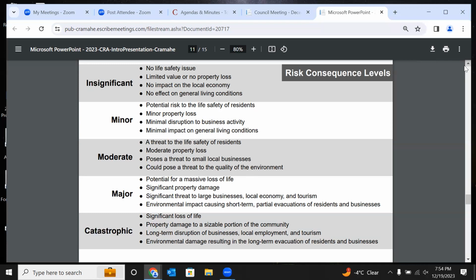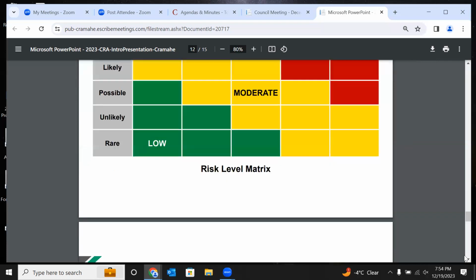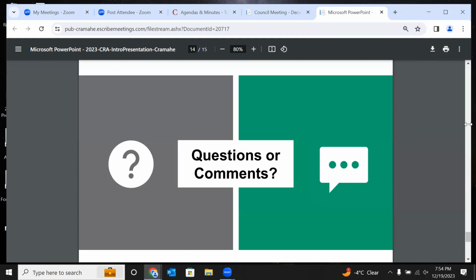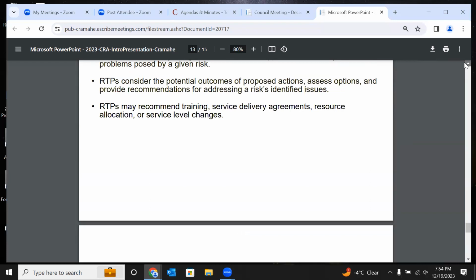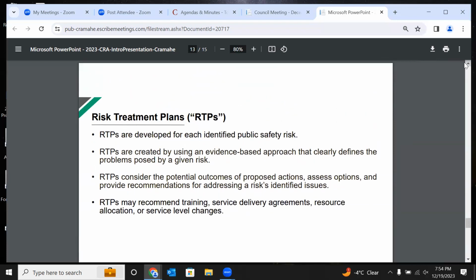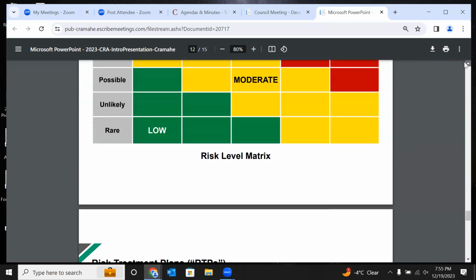And then we will look at what's the best risk treatment plan to mitigate that particular risk. Sorry, I've moved ahead a few. And that is all of the presentation. So if there's any questions or comments, I'd be happy to. Thank you. I understand that this is, as was stated, a provincial requirement. It is a governmental requirement. Yes, Councillor Hamilton.